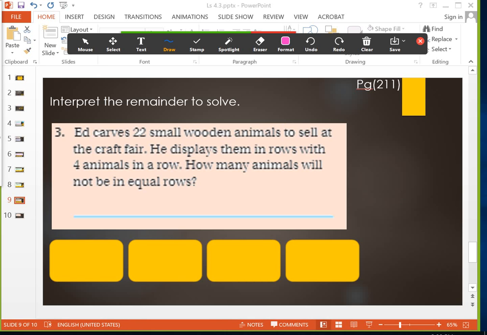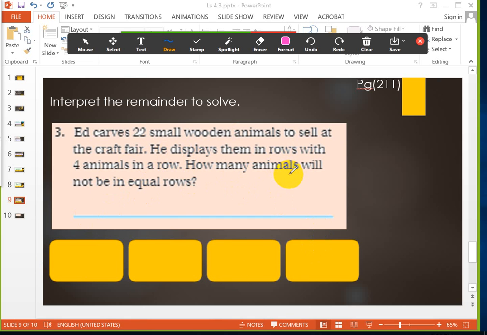So, crafts. What does that mean? Crafts means made. That means handmade. You know, craft fair, that means a handmade fair, a handmade showroom. That means he made those wooden animals to sell at the craft fair. He displays them in rows. He will put them in rows. That means he will order those wooden animals with 4 animals in a row. In each row, he will put 4 animals.